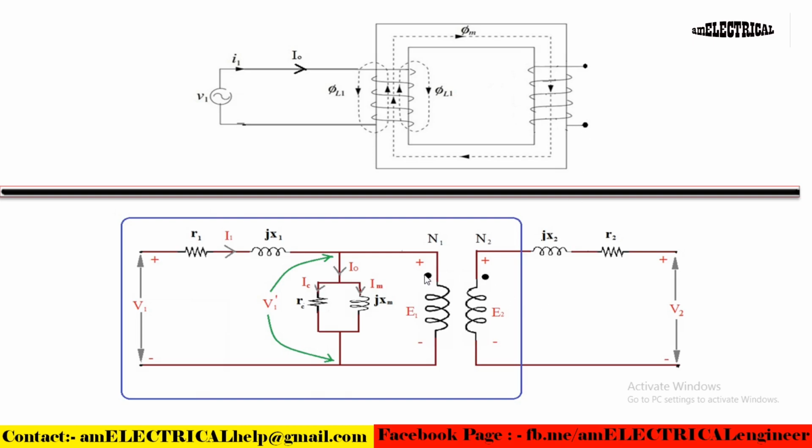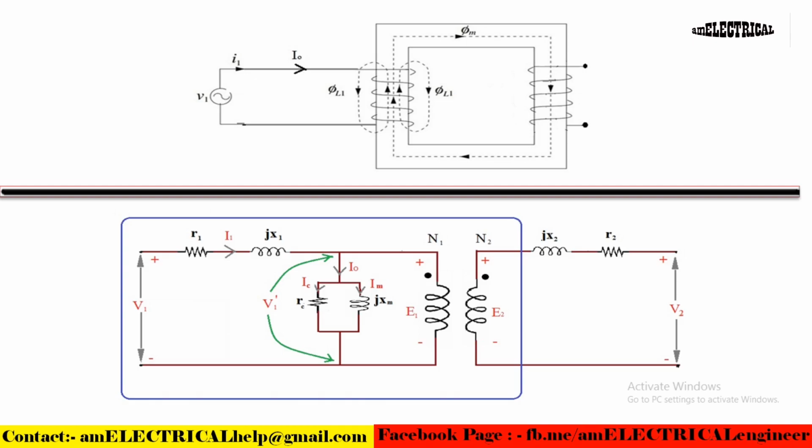Only a small amount of current will flow through the primary winding, called the no load current, denoted here by I0. This I0 is flowing just to meet the core losses and to produce mutual flux phi m. One important point is that this I0 is around 5% of the total rated current of the primary winding. That means if the total rated current I1 is 100 ampere, then this I0 will be only 5 ampere. The amount is very small.